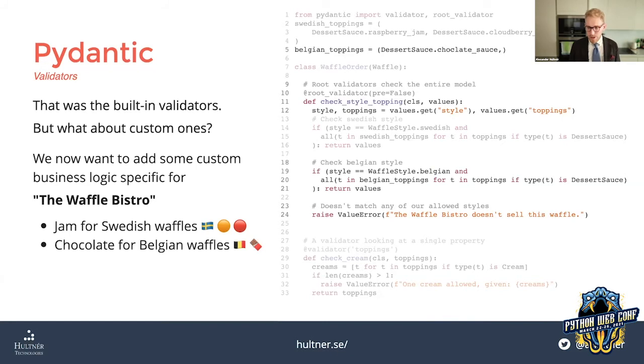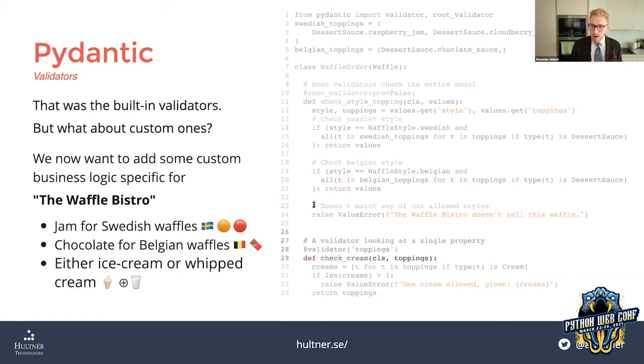After that, we want to check that the Belgian waffles use the Belgian toppings. So for the Belgian toppings, we have the chocolate sauce. And then we check that all the dessert sauces in the Belgian toppings belong to the Belgian toppings. Also the same thing, if it doesn't match, then it will raise a value error. And lastly, we want either ice cream or whipped cream.